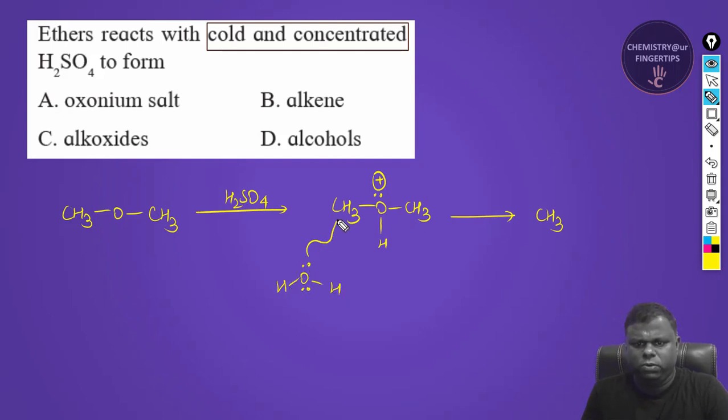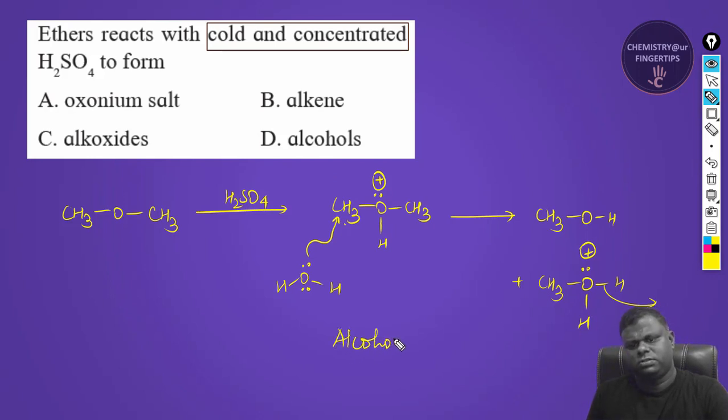Water is going to attack over here, and as a result you will be getting CH3OH plus CH3, and then there is going to be O with one H, one H, and a positive charge, right? So what happens? There will be deprotonation happening, and as a result you will be getting alcohols. Okay, so it forms an oxonium salt initially, but then it gets converted into alcohol, right?